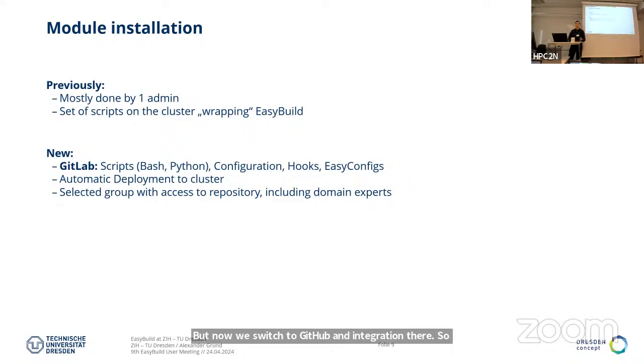So first, of course, everything is versioned in GitLab. And we set up some automatic deployment to the cluster. So once the scripts are committed, they're copied to the cluster. And we gave some selected people access to this GitLab so that they can contribute. Especially important if there are some specialist easyconfigs where you need to get the right people to investigate on those. So we give them access to this GitLab, and then they can look at their easyconfigs.